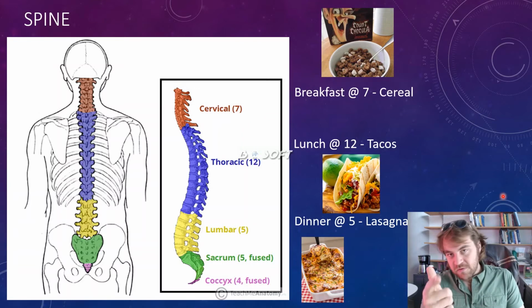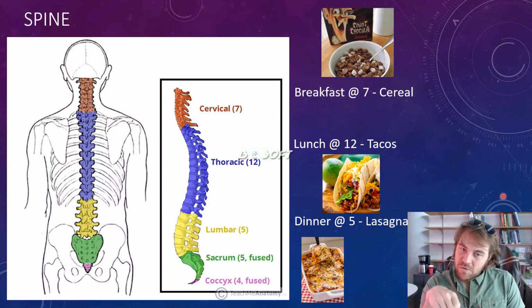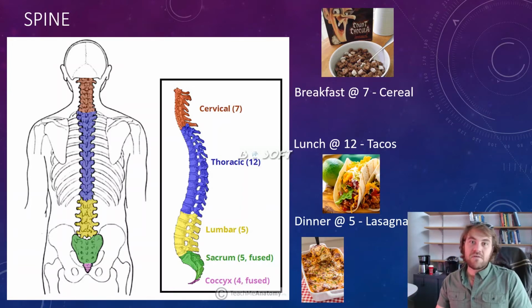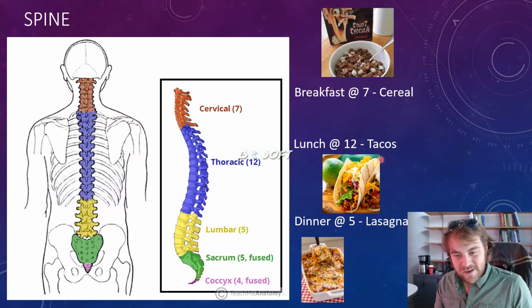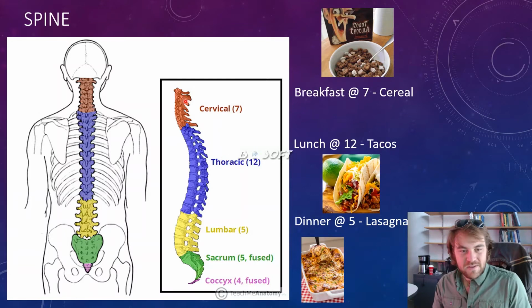But then when I was teaching this on ground last semester, my students were like, yeah, but that doesn't tell you what order they come in, so we need to figure out a way to do this. And so then you have to think about what you're eating, right? So you have cereal for breakfast at 7, and then you have a nice taco lunch, some tacos at 12, and lasagna for dinner at 5. So cereal at 7, tacos at 12, lasagna at 5. C for cervical, T for thoracic, and L for lumbar. Hopefully that works.